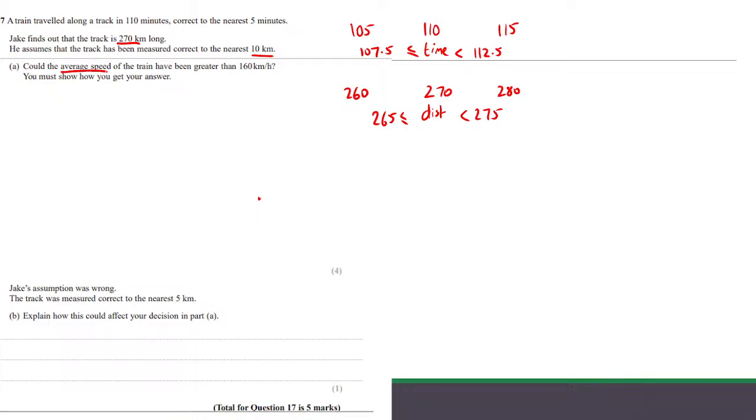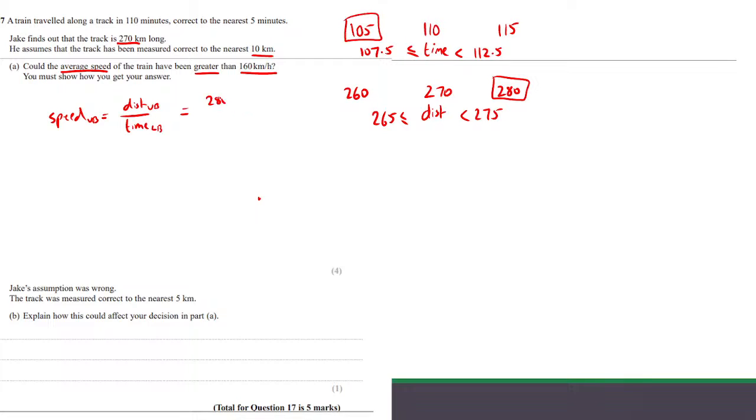Now we're talking about average speed. Now speed is equal to distance divided by time. Now the question is, could the speed of the train have been greater than this? So you need to figure out if you're working out the maximum or the minimum here. And because it says greater than, I'm going to try and work out the maximum speed. So if I want the upper bound for the speed, for my distance, I need the upper bound, and for my time, I need the lower bound. So my distance upper bound is this number. My time lower bound is this number.